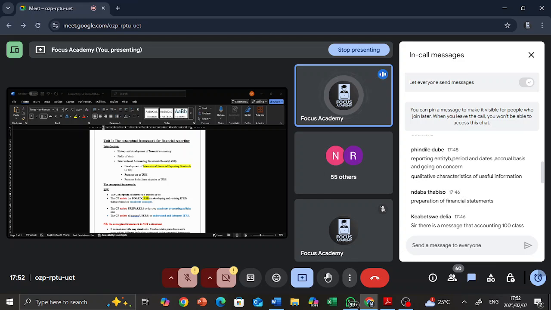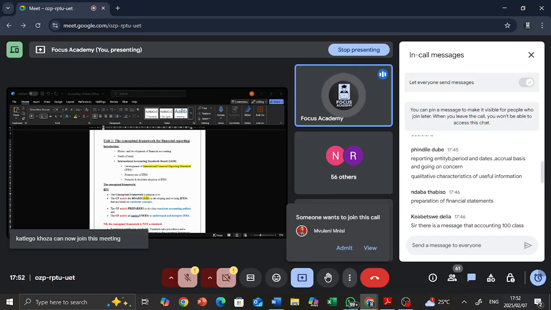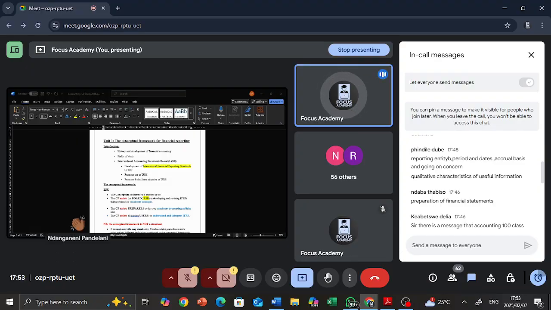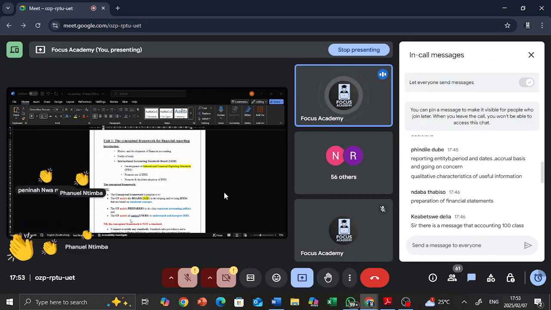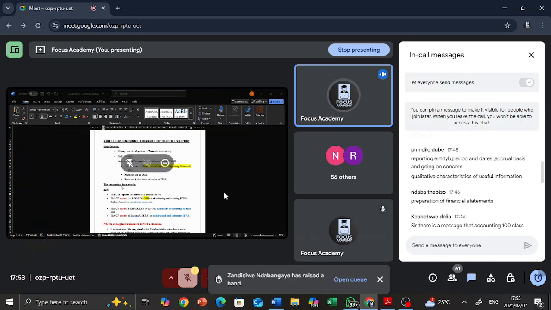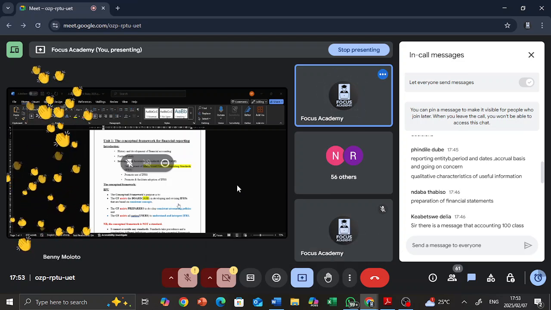Reporting entity, reporting period, and reporting date. Accrual basis of accounting, going concern. Yes. Qualitative characteristics of useful information. Beautiful, guys. I'm so glad that you guys are actually picking up the work. Please, can I see a million round of applause from you guys? Clap for yourself, clap for your fellow first year friends. You guys are doing great.